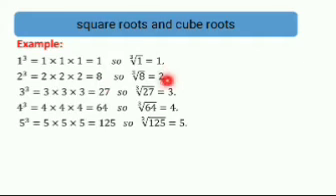And that is what we have in here. Then the cube of 3 is 27. Therefore, cube root of 27 is 3. Cube of 4 is 64. Therefore, cube root of 64 is equal to 4. Then cube of 5 is equal to 125. So cube root of 125 is equal to 5.